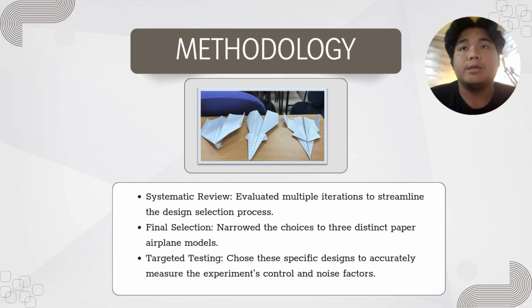Today I want to present about the methodology of our experiment. First is the systematic review. Evaluated multiple designs to streamline the design selection process. Number 2 is final selection. Narrow the choices to 3 distinct paper airplane models. Number 3 is targeted testing. Choose these specific designs to accurately measure the experiment's control and noise factors.